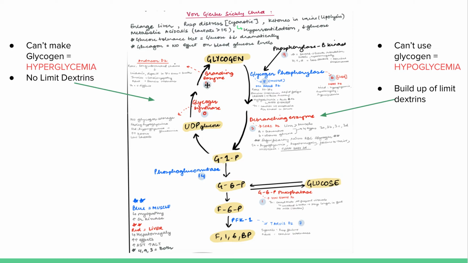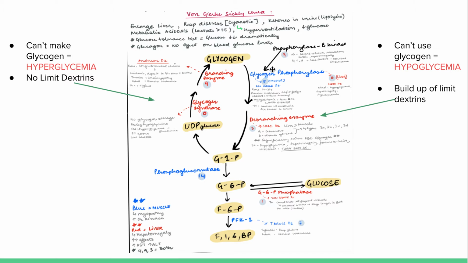Comparing this to the other side, you can't use the glycogen. So you have glycogen, but you can't break it down to make the glucose. So what you see here is hypoglycemia. And with diseases on this side, let's do the opposite of Anderson. So if you're missing the debranching enzyme, where you can't remove those branches, what you're going to see with this one is a build-up of limit dextrins, so a build-up of those highly branched structures. Okay.